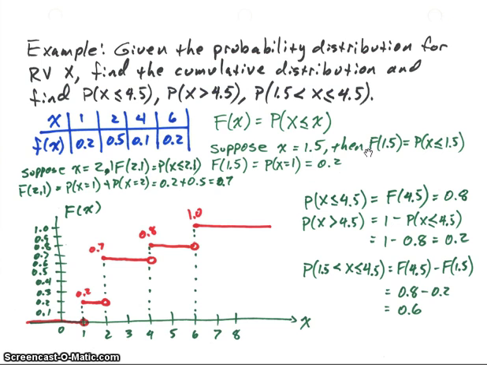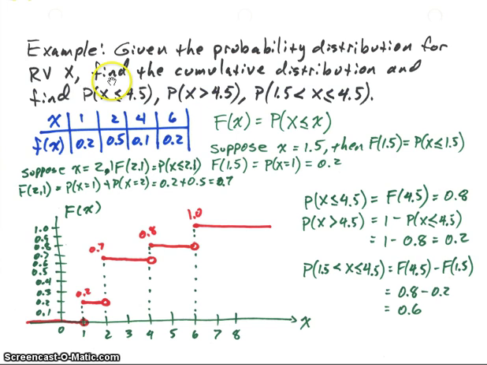Alright, so we're given a probability distribution function for this random variable x. These are the x values, 1, 2, 4, and 6, and we know the distribution at each of those: 0.2, 0.5, 0.1, and 0.2. Okay, so that's what we need for our discrete random variable and its probability distribution function.